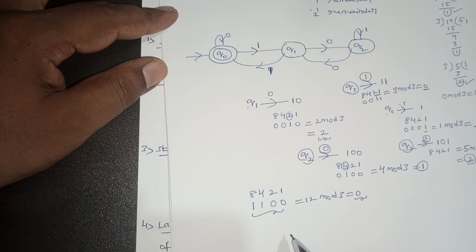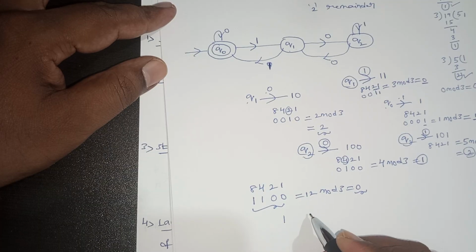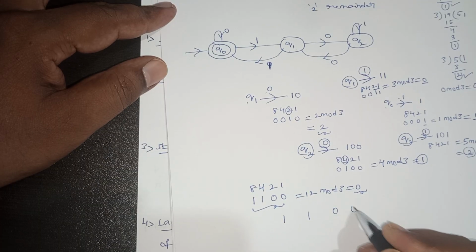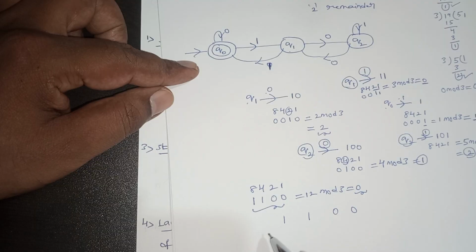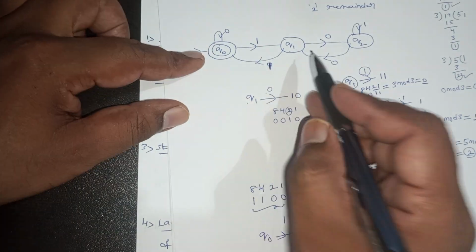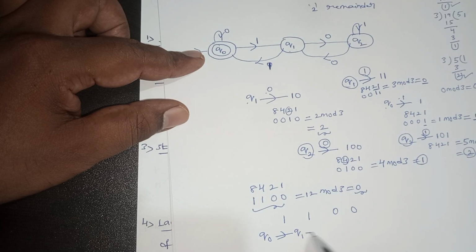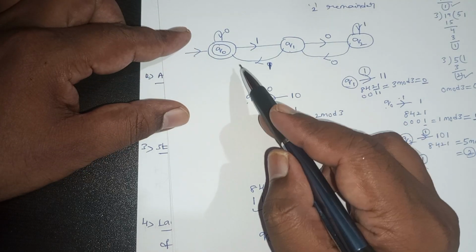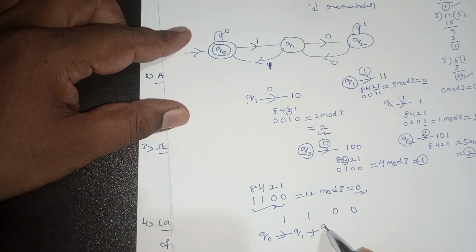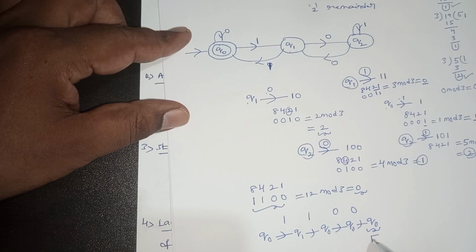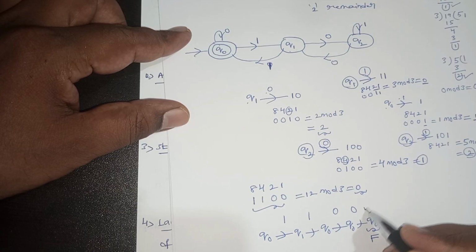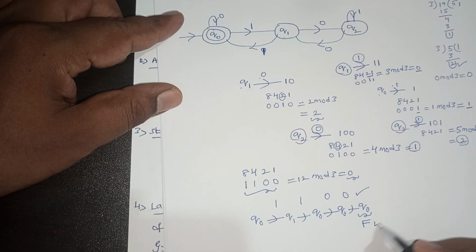Now start with 1 1 0 0. I have to start from Q0. So Q0 on 1, Q1. Q1 on 1, it is Q0. Q0 on 0, Q0. Q0 on 0, Q0. Q0 is a final state. The string is in the language, since I am reaching the final state.